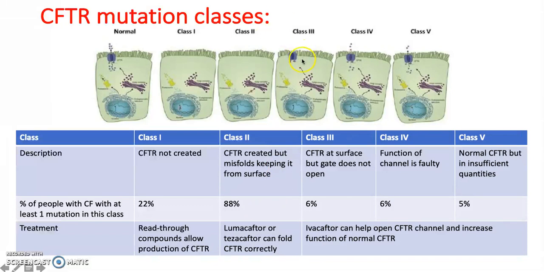Class 3. The CFTR is at the surface, however the gate does not open. This occurs in around 6% of cases. Ivacaftor can help open the CFTR channel and increase function of normal CFTR. Class 4. The function of the channel is faulty, however it is at the surface membrane. This is 6%, and can be treated with ivacaftor as well. And class 5 is normal CFTR, however it's in insufficient quantities. This is the most rare and happens in around 5% of cases. This can also be treated with ivacaftor.